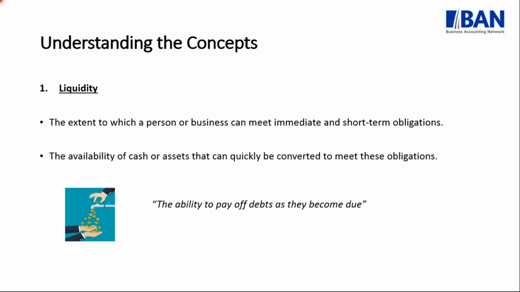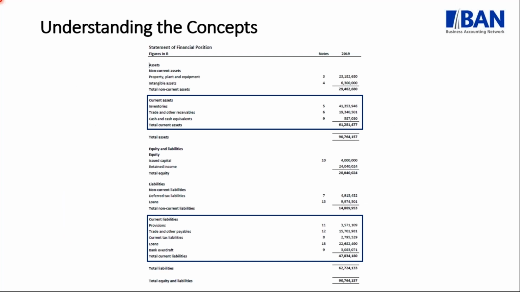Just to put it in perspective, here I have an extract from a statement of financial position, or a balance sheet, for those of you who are more familiar with that term. I've just highlighted two areas. You can see the balance sheet or the statement of financial position is made up of your assets at the top, your equity in the middle, and your liabilities at the bottom. And these two blocks that I've highlighted are your current or short-term assets and your current or short-term liabilities. And those are really the two areas that one looks at when you consider the liquidity of the business.